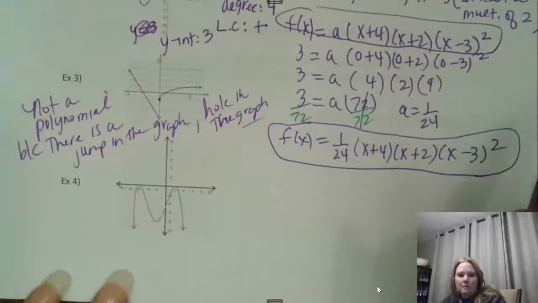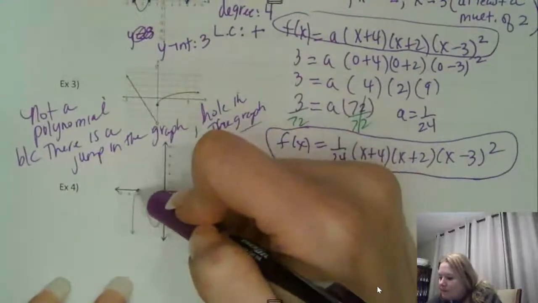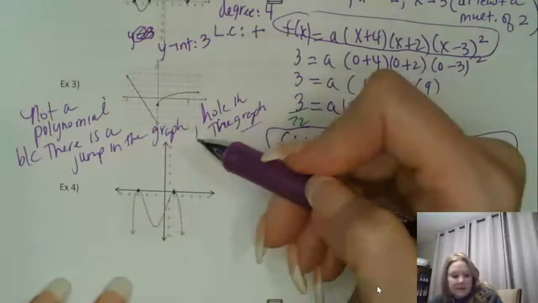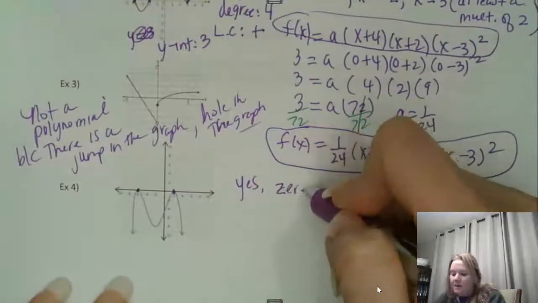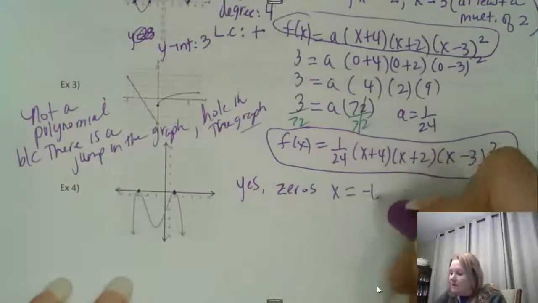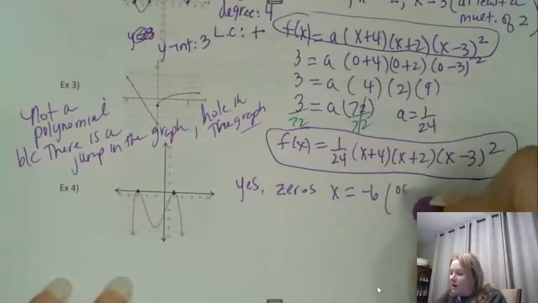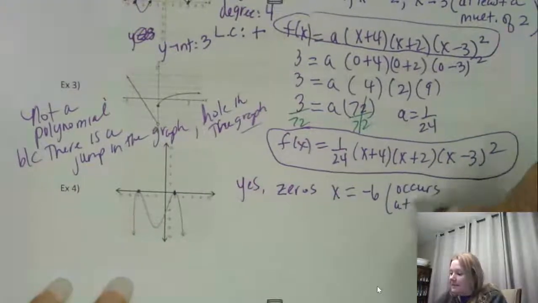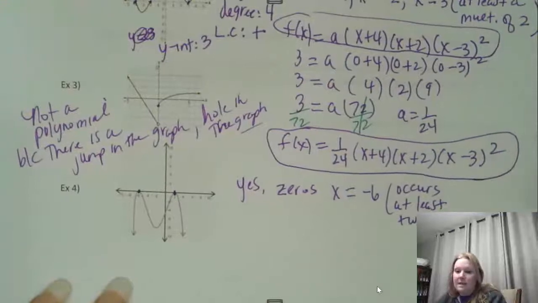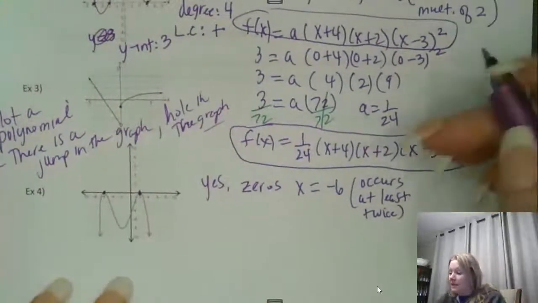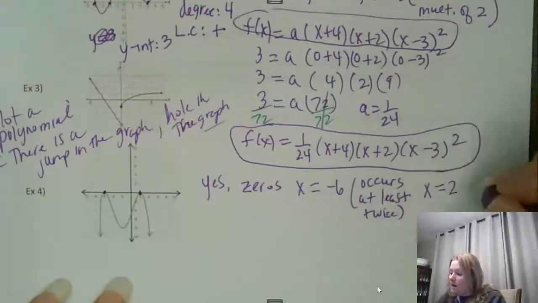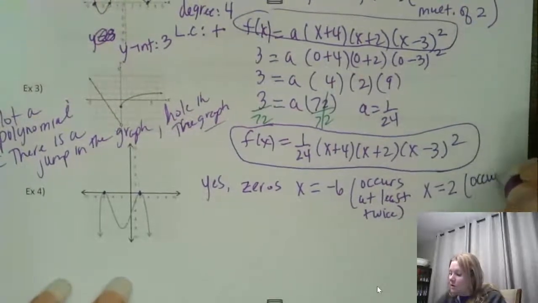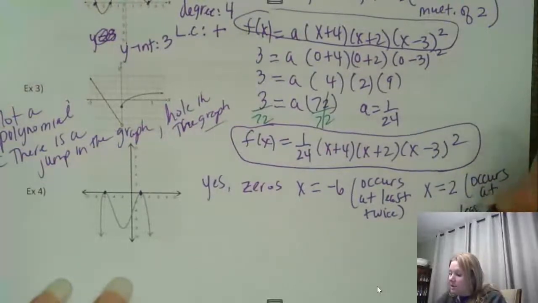Okay. Here, kissing the axis. So is this a polynomial? Yes. What are the zeros? Well, x equals -6 is a 0, occurs at least twice because it kisses the axis. So it has a multiplicity of at least 2. X equals 2 is a 0. Again, occurs at least twice.